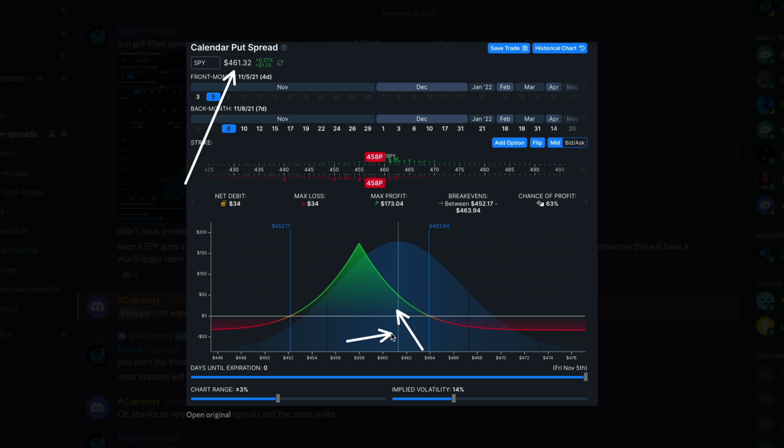If the SPY did not move, at least we would not have been taking a loss because the trade actually had a positive theta, which means we actually didn't need the SPY to move in any direction to make money. So calendar spreads is one way to do that.